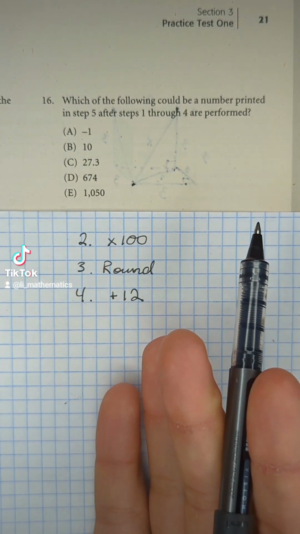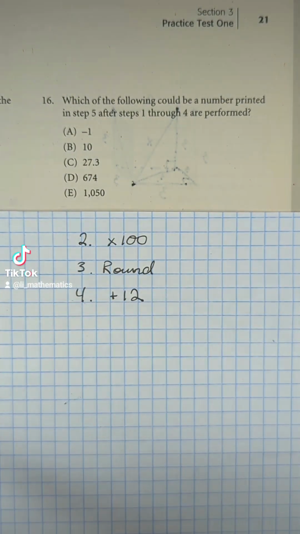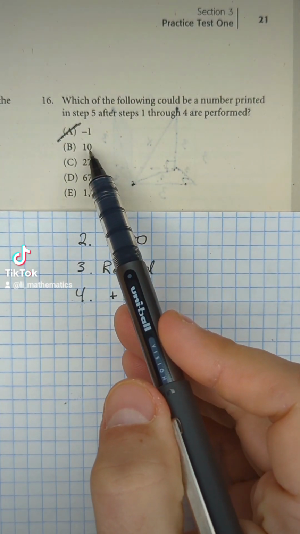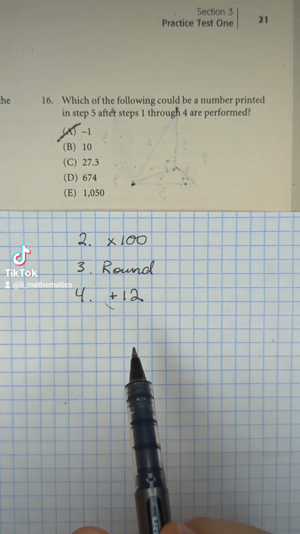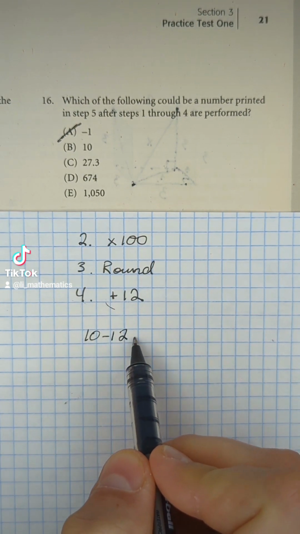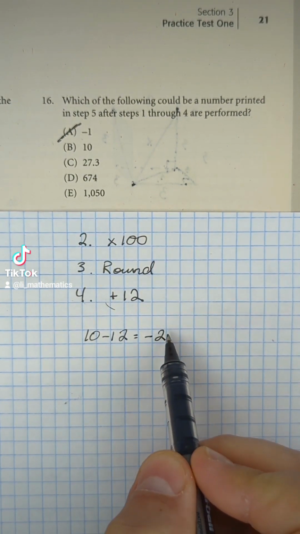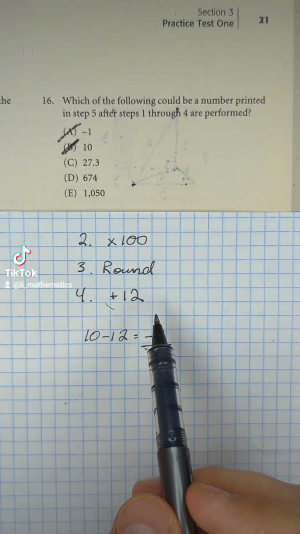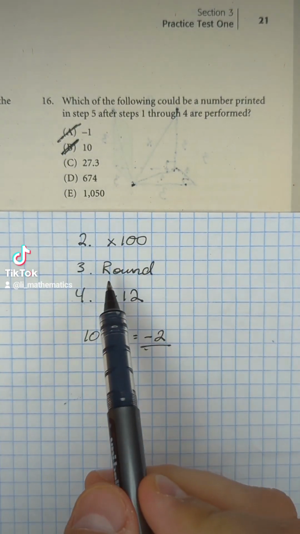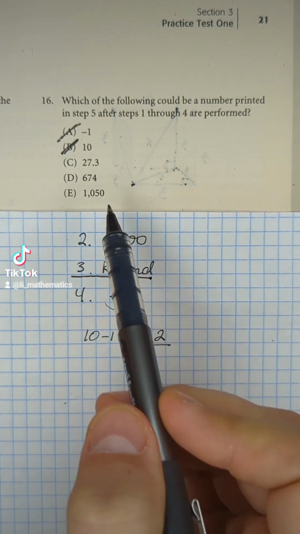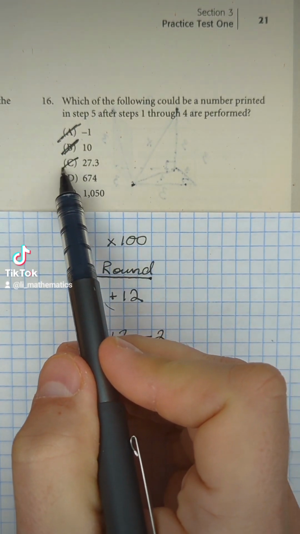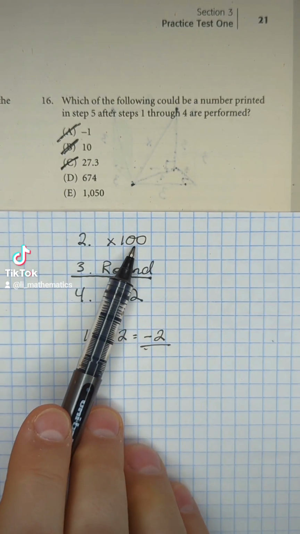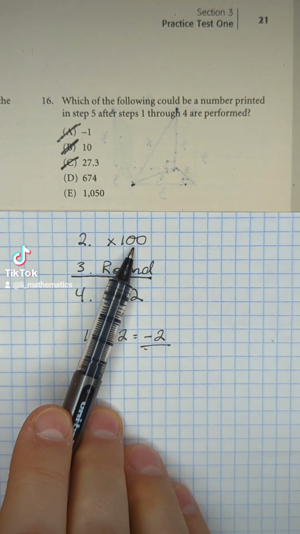Looking at A, we're not dealing with negative numbers. Even at step 1, we're choosing a positive number, and there's nothing that will make it negative. If we look at the 10 and take that 4th step backwards, we again end up with another negative number, which again doesn't make any sense for this problem. Since C has a decimal and step number 3 tells us to round, we know the end result cannot have a decimal.